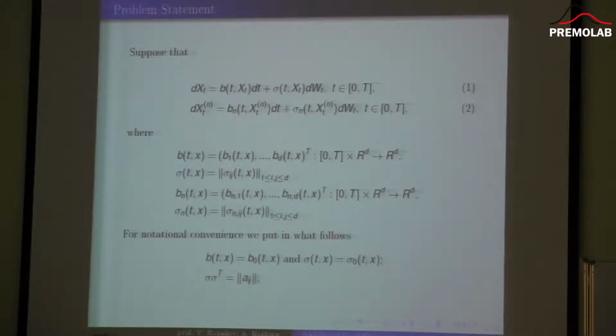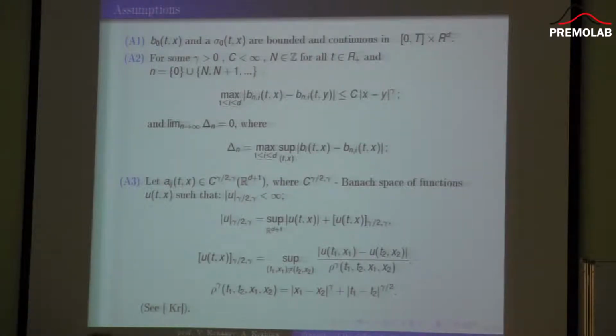Let us be in the d-dimensional case and also the non-homogeneous case. So we have vectors b, b_n, and matrices sigma and sigma_n as the coefficients of the processes. And let us denote the matrices sigma times sigma transpose as the matrices a_ij.